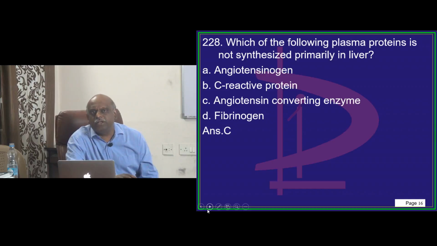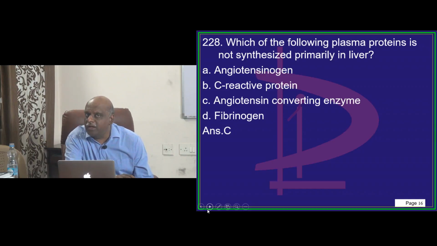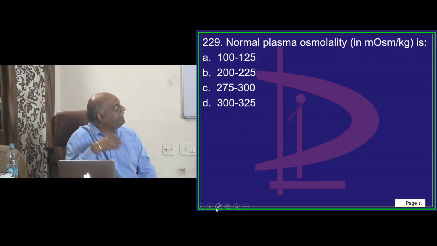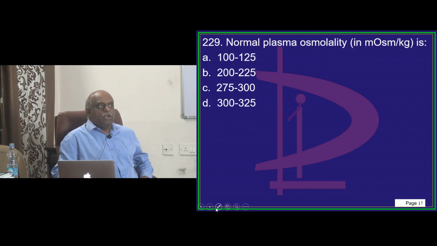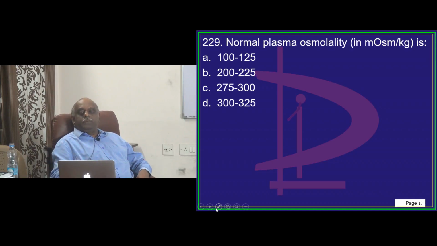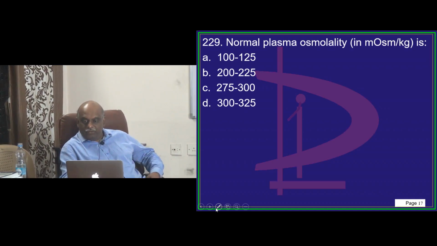So it is angiotensin converting enzyme. Lung is the one which is the primary site of the synthesis, as already we discussed. What is the normal plasma osmolarity is my question to all of you.